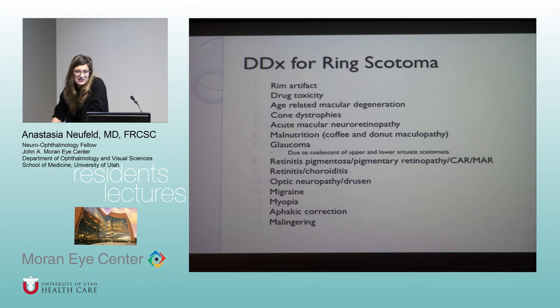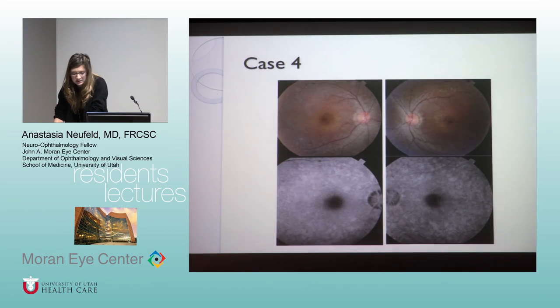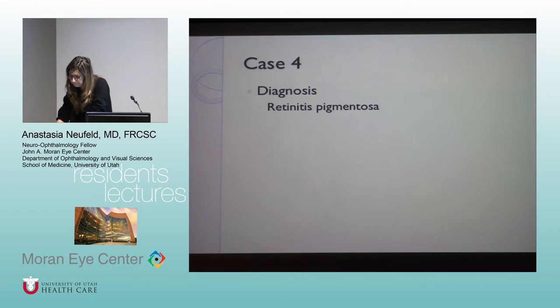The fovea is spared because it's still getting perfusion from the choroid, since it's so thin, but you get these paracentral or central ring scotomas. Okay, so important to keep in mind. So this particular patient had this peripheral retinal pathology that you can see here, and she had retinitis pigmentosa.